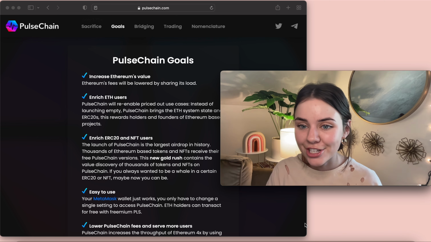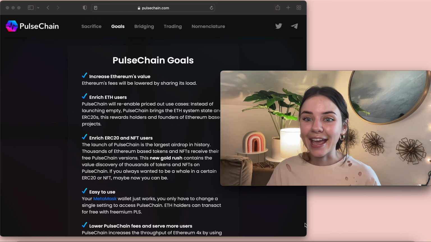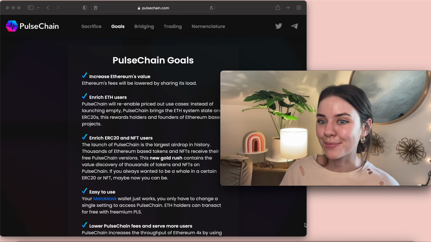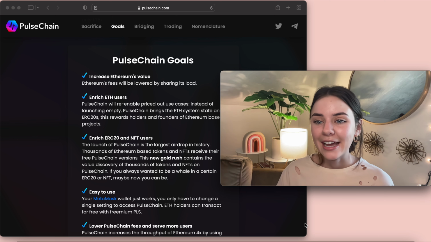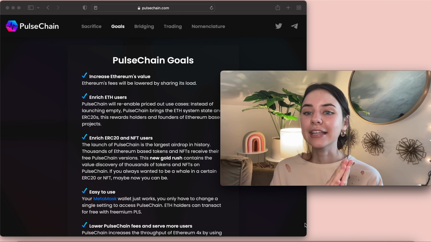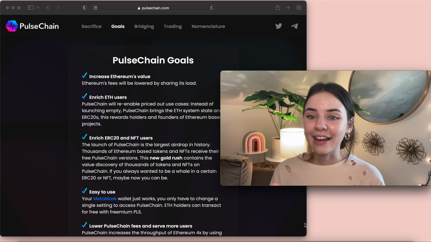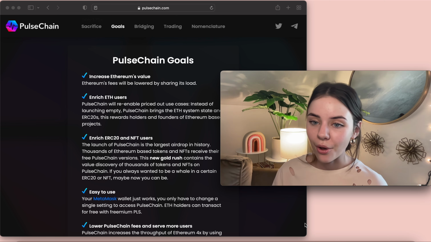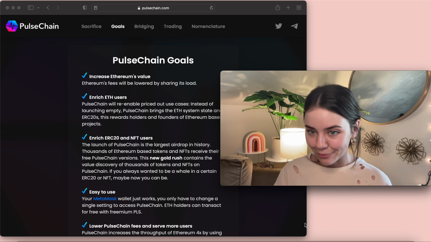So the PulseChain network is a blockchain. You may have heard of Ethereum before. Ethereum is a blockchain. And PulseChain actually has taken Ethereum's code and they've forked it and gone in to change things to make it better. So what a fork is, just a little bit of background on that.